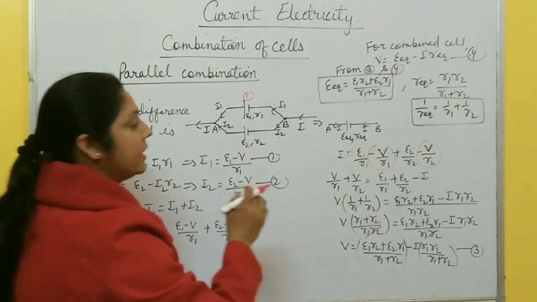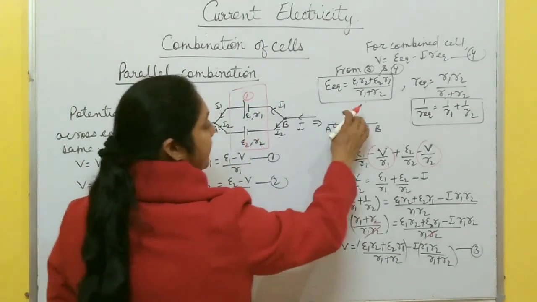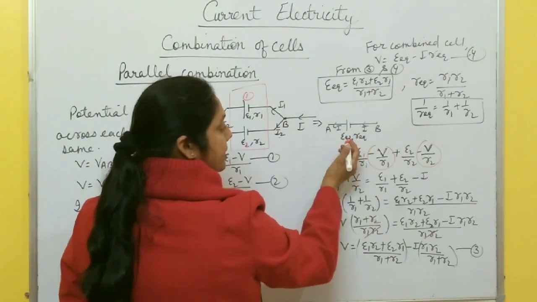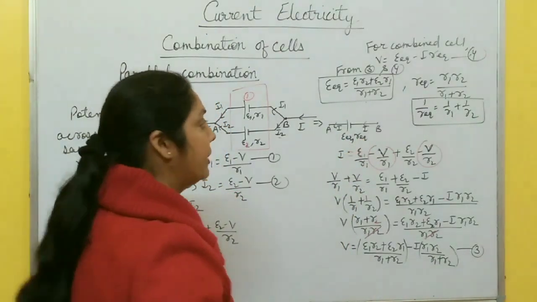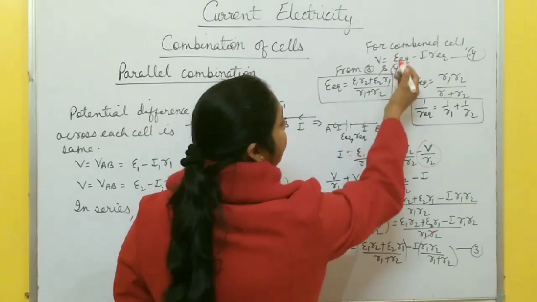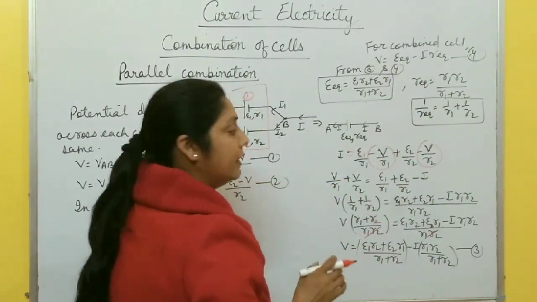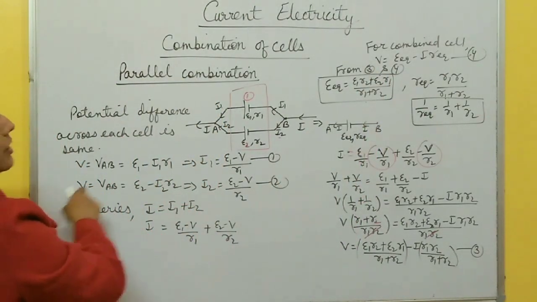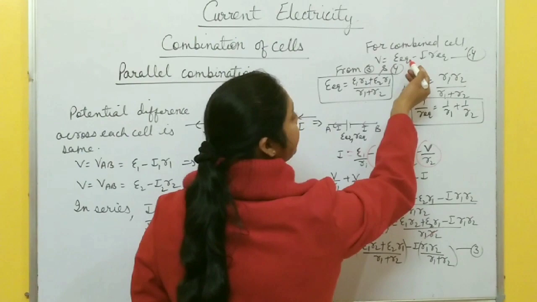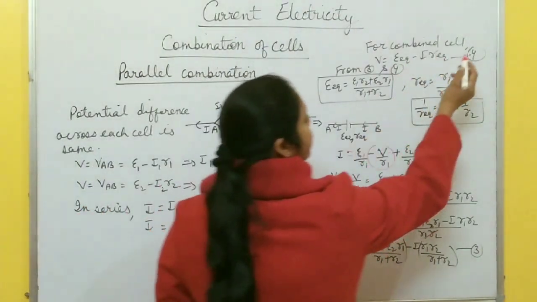What is its equivalent circuit? Suppose these two cells are combined and it becomes one equivalent cell. Its EMF is E equivalent and its internal resistance is R equivalent. So for the combined cell, V is equal to E equivalent minus I R equivalent. The potential difference across AB is what? V, which I have taken here, so you can also take V equal to E equivalent minus I R equivalent. Now this is equation number 4.